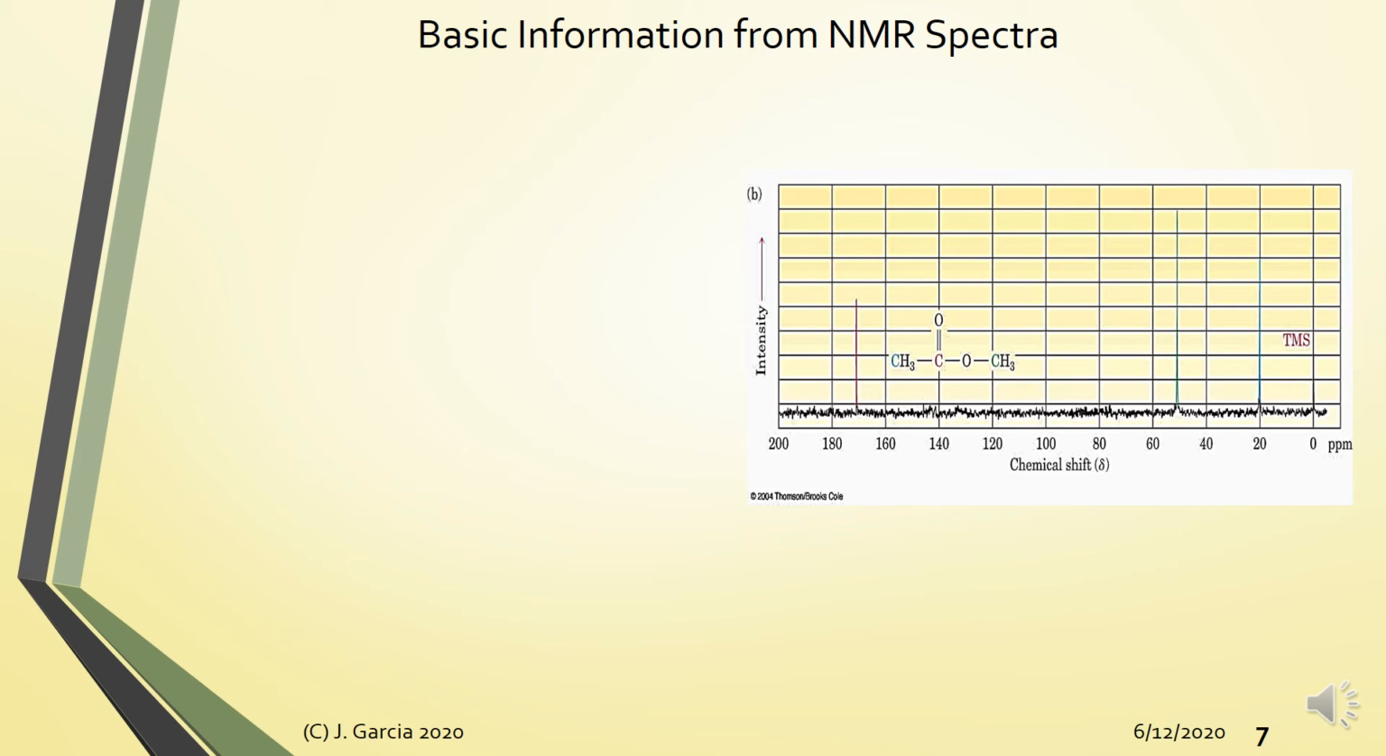Okay, so what are the basic information that we can obtain from your NMR spectra? So first, you have the number of signals. So whether proton NMR or carbon-13 NMR, the number of signals will tell you the number of different types of that particular nuclei. So in the case of a proton NMR, the number of signals will tell you about the number of different types of protons, or the different types of proton environments. Okay, so importante iyon.